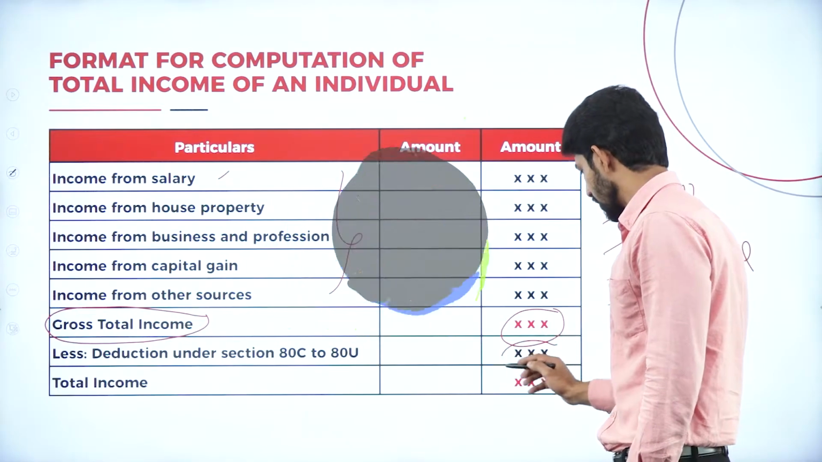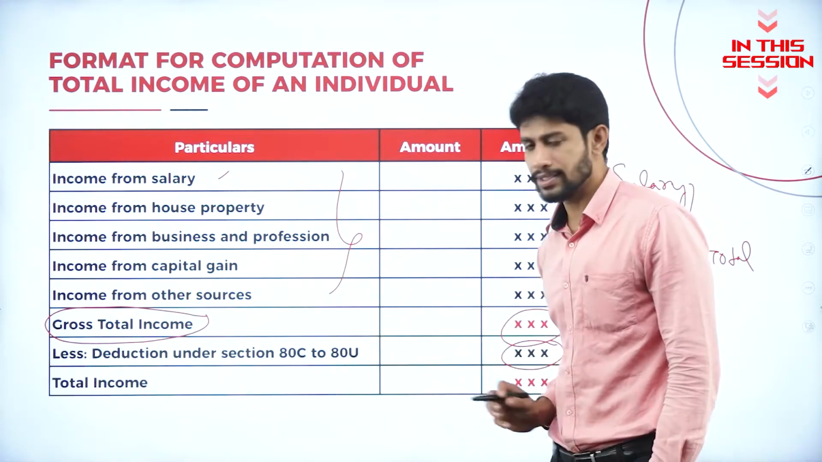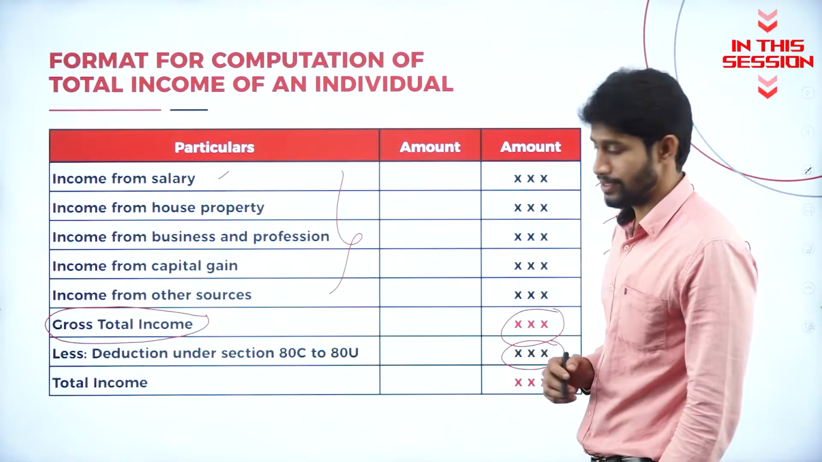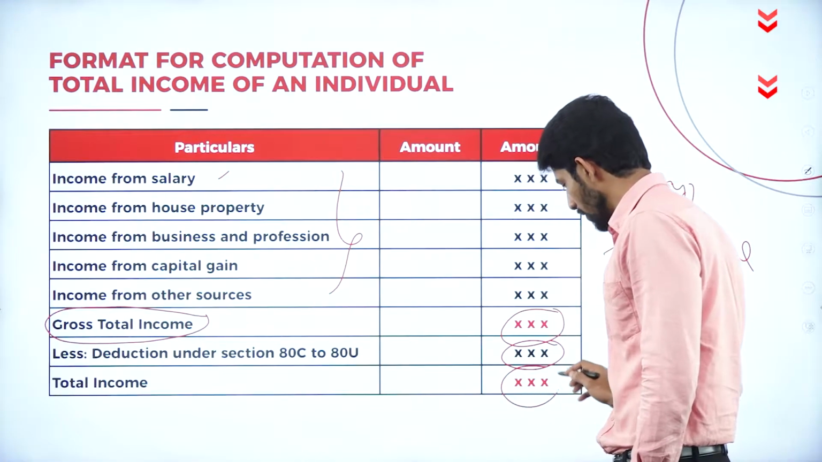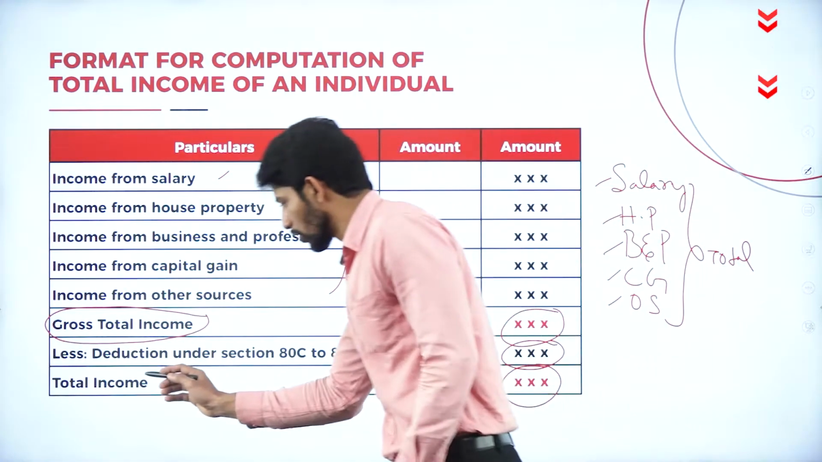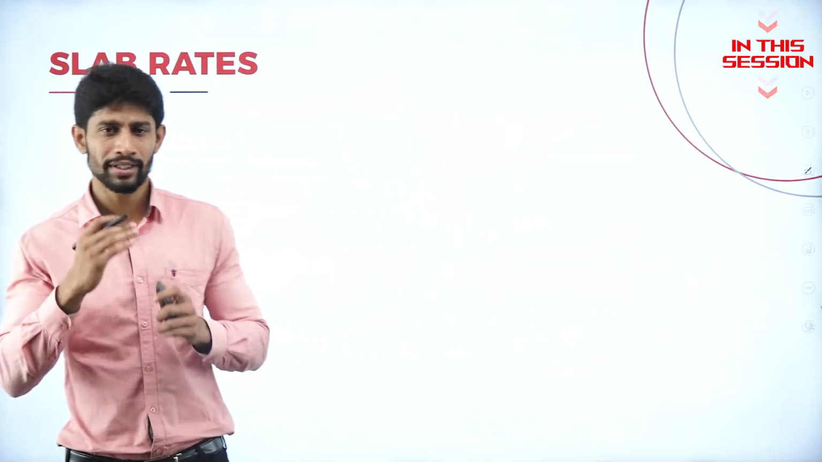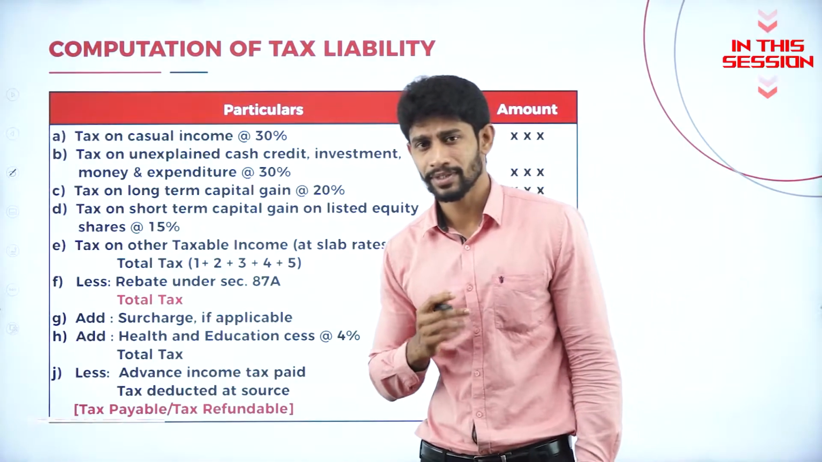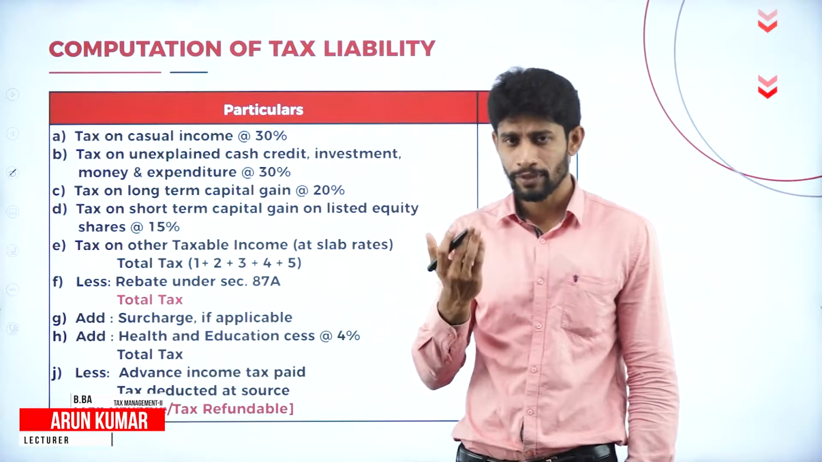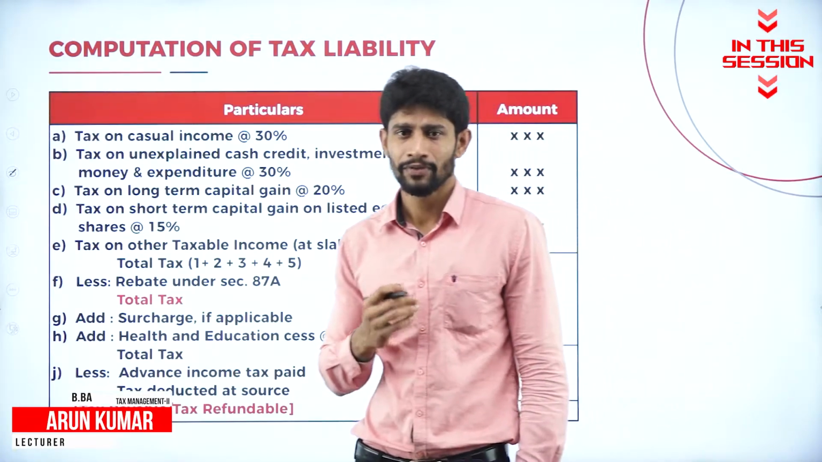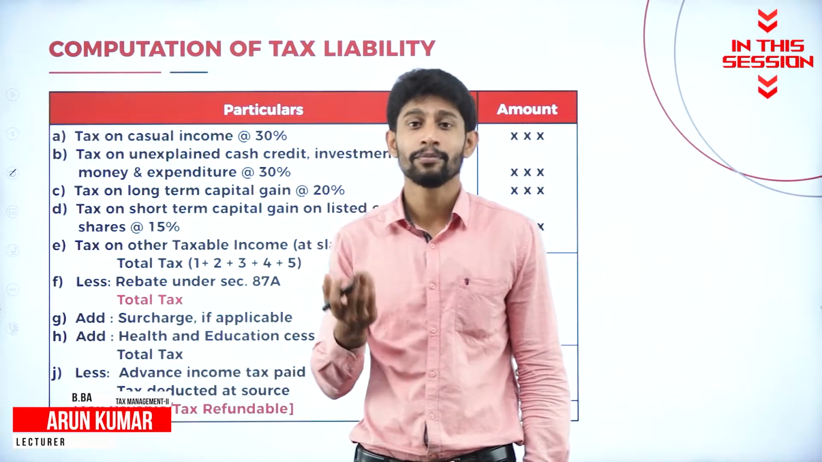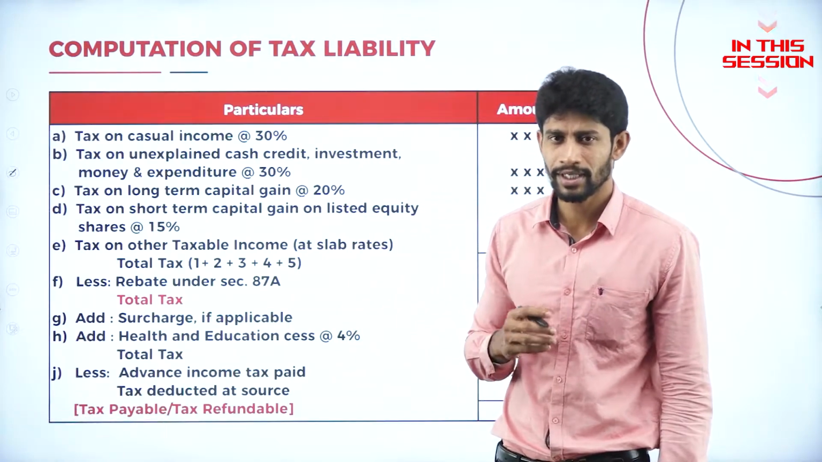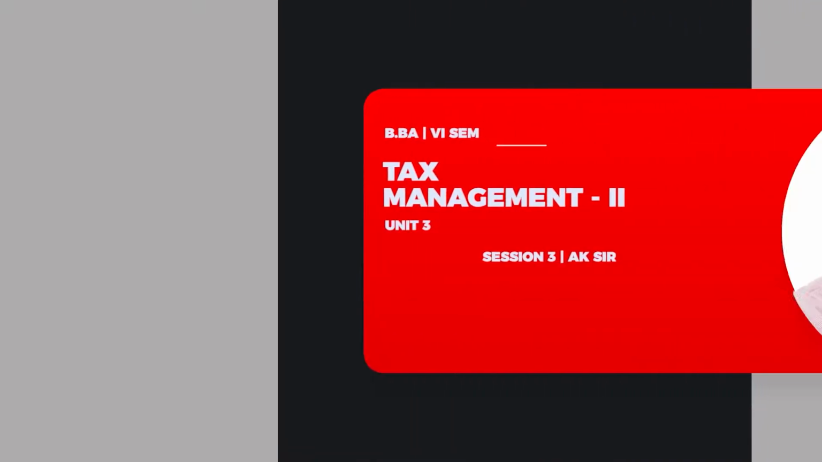If you deduct the deductions under section 80C to 80U, you'll get some balance. So what is that balance called? That balance is called total income. What is the slab rate? Slab rates are the rate of tax we are supposed to impose on certain incomes. What is this casual income? This casual income is nothing but winning from horse race, winning from gambling, winning from card games, winning from lottery. All these kinds of incomes come under casual income.